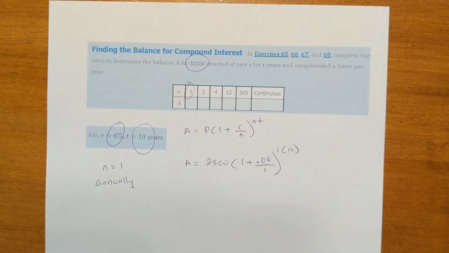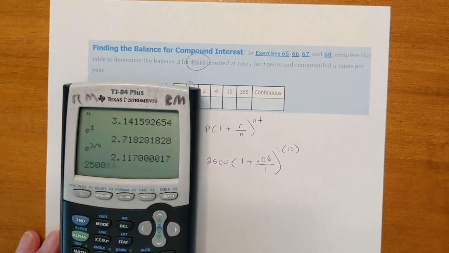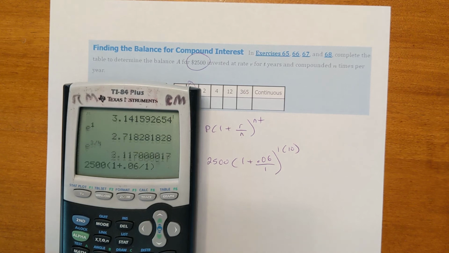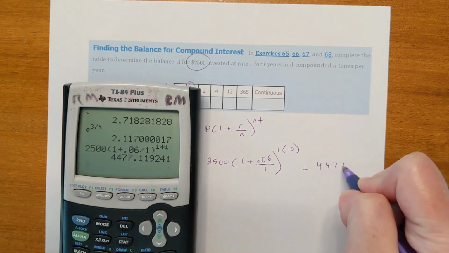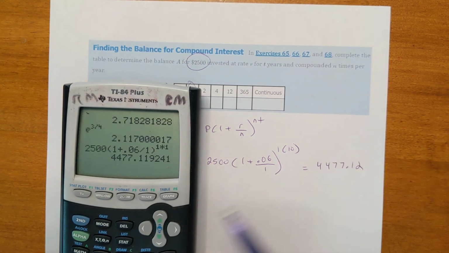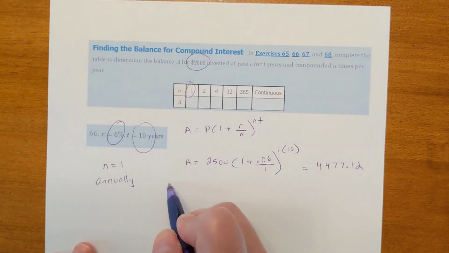So putting it in our calculator, we have 2,500, parentheses, 1 plus 0.06 divided by 1. I know you don't have to write divided by 1, but it'll come in handy in a second. And then raised to the 1 times 10. And we get $4,477.12 rounded to the nearest penny. I don't think your bank will round it, but I'll round it.